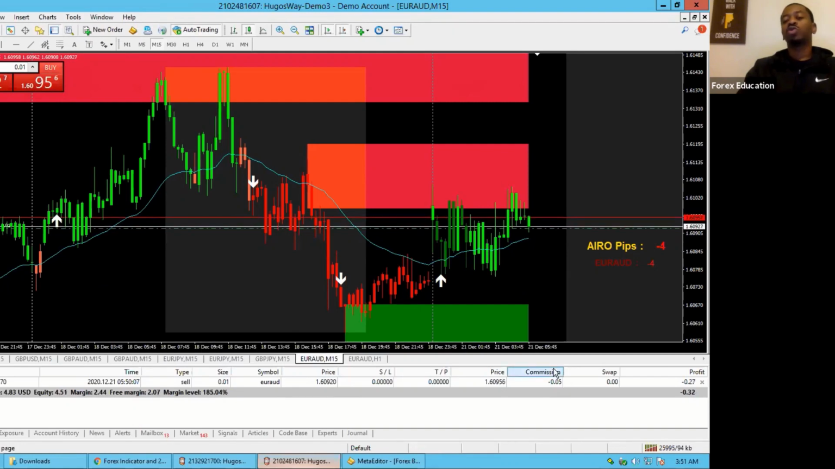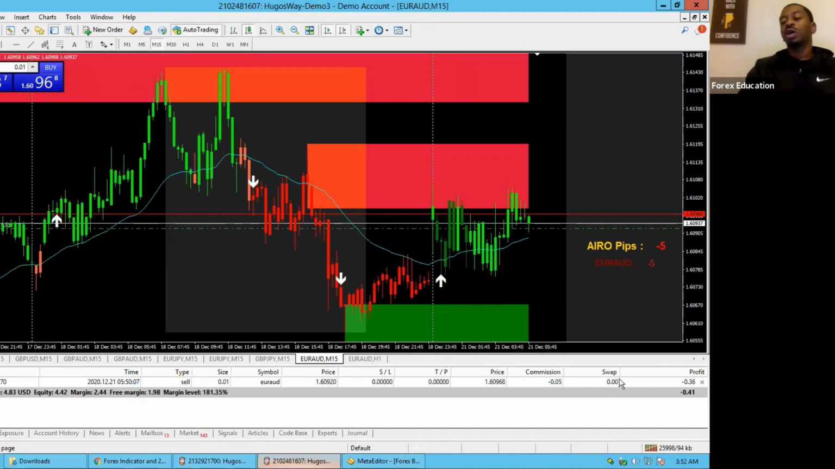Commission. There's a formula that the brokers use. The spread times your lot size will give you the commission. Remember, the spread is the difference between the white line and the red line when you first put the trade on. We saw that was 3 pips. So 3 pips times a 0.01 lot size, the formula they use says it's going to cost me 5 cents for this trade. From a profit standpoint, I'm negative 36 cents, but overall, I'm negative 41 cents. Or now it's 38, because they include the 5 cents commission.